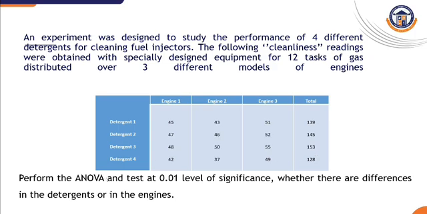Perform analysis of variance and test at the 0.01 level of significance whether there are differences in the detergents or in the engines. Here we see that there are 3 engines and 4 detergents. So now we go to the solution.